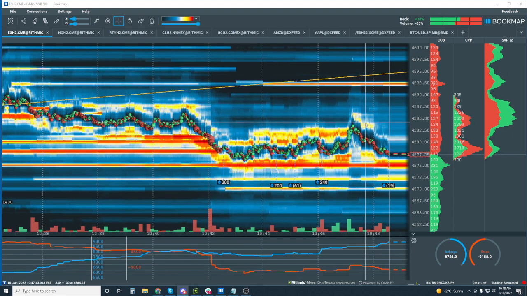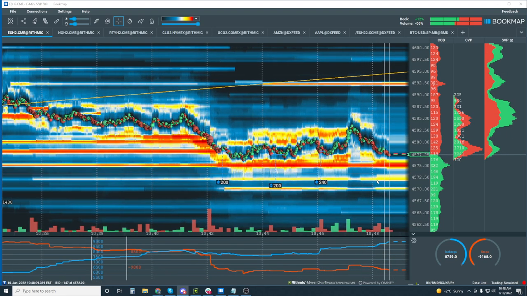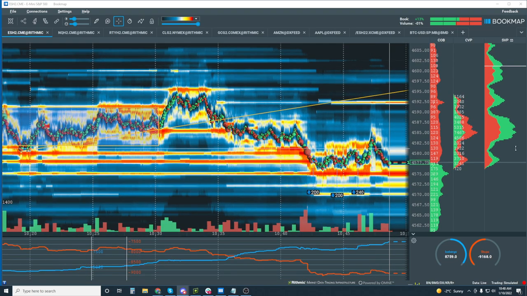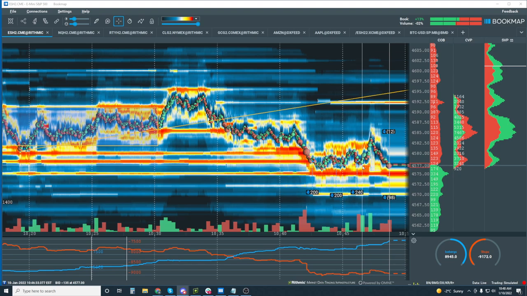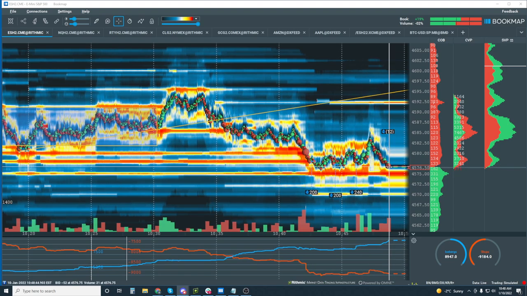All right. Well, that's as far as we got. Okay. Let's take a look, not so much at profiles here. Let's take a look at some of these patterns in here. Yeah, looks like we're down here. We're getting our sellers here. Let's see if we can get another move lower here.